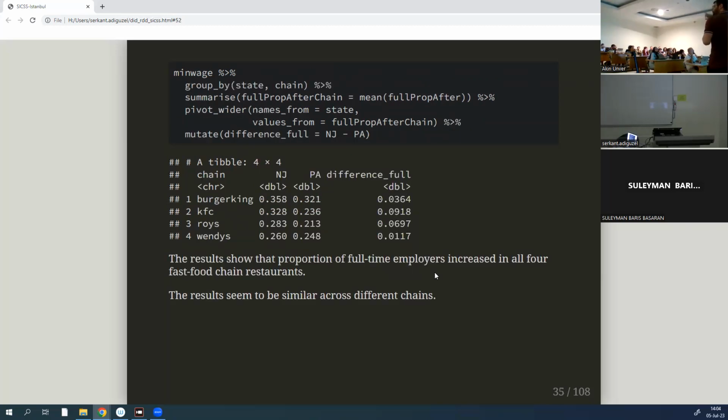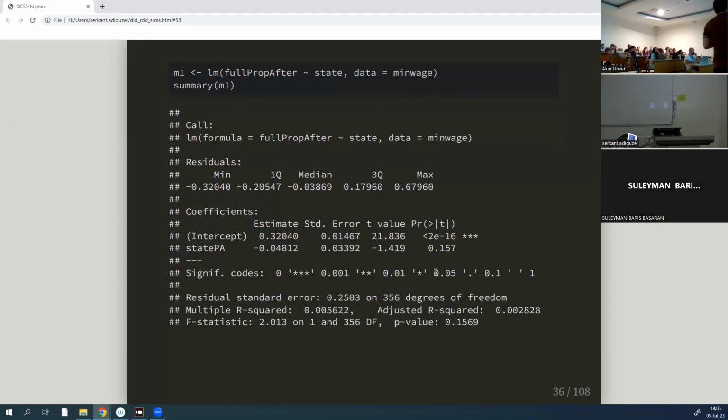So before we only had one difference, between two states. Now I'm having four differences, right? And this is done for each restaurant chain. If you remember, the first point estimate before was around 5%. So the differences in means are comparable except for Wendy's, right? So at least it seems the restaurant chain is not explaining the outcome that we observe.